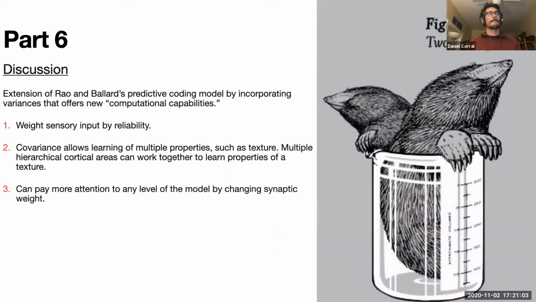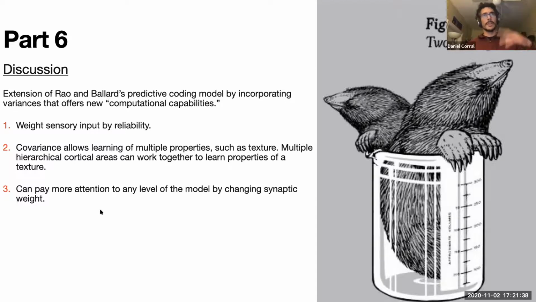And he kind of reviews what we have going on here. He describes this as an extension of Rao-Ballard's predictive coding model by incorporating variances that offer new computational capabilities, which here means you can weight sensory input by reliability, part of this Hebbian theory. And this use of covariance allows learning of multiple properties, and he uses texture as an example. Multiple hierarchical cortical areas can work together to learn properties of a texture.